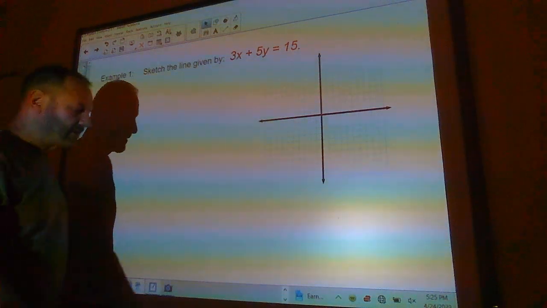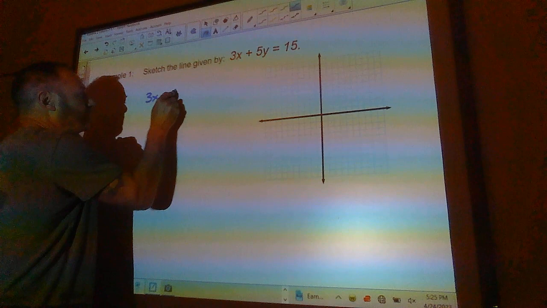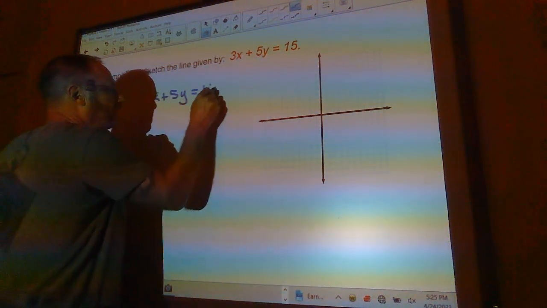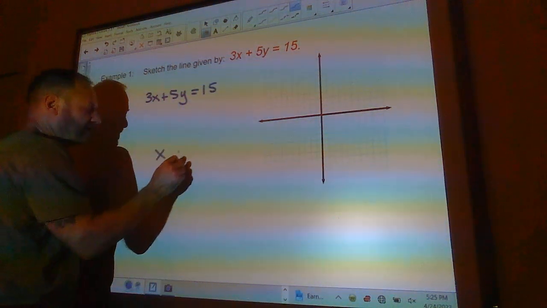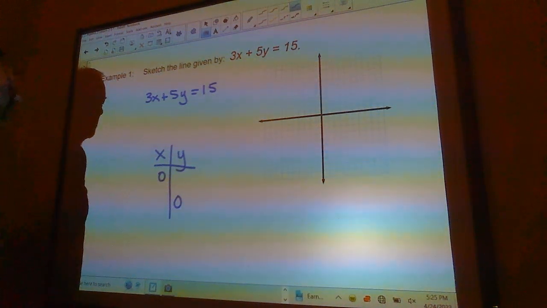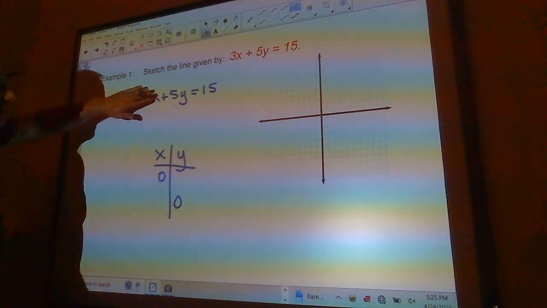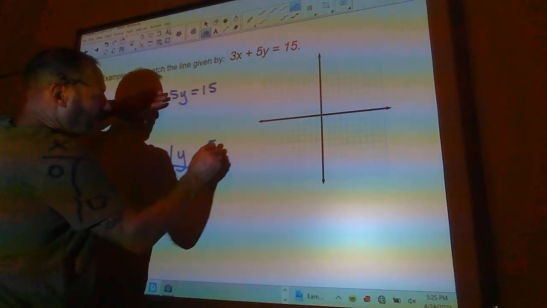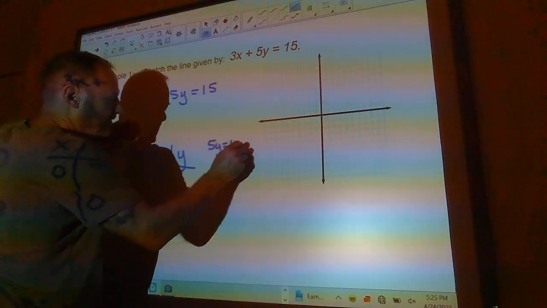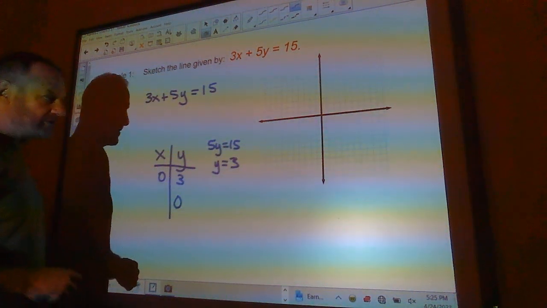We're going to use that to graph this line here. We've got 3x plus 5y is 15. We're just going to make a quick little table. We're going to plug in 0 for x and 0 for y. So I plug in 0 for x. 0 times 3 is 0, so I get 5y equals 15. That tells me that y must be 3. So that goes here. That's my y-intercept, (0, 3).